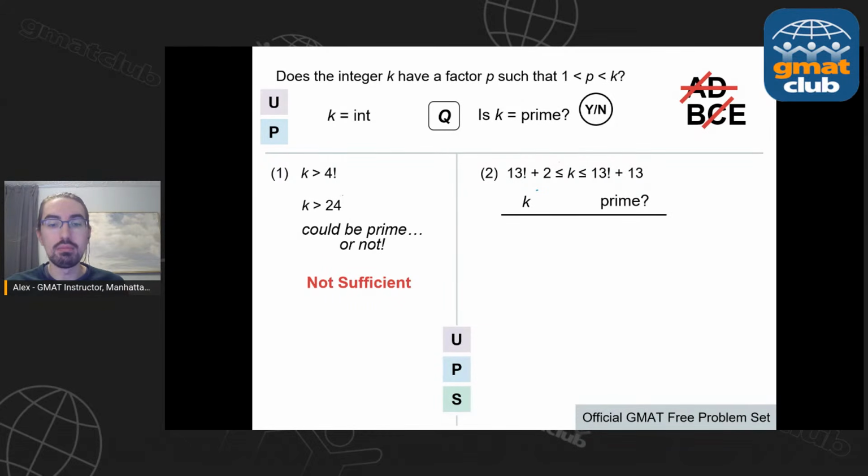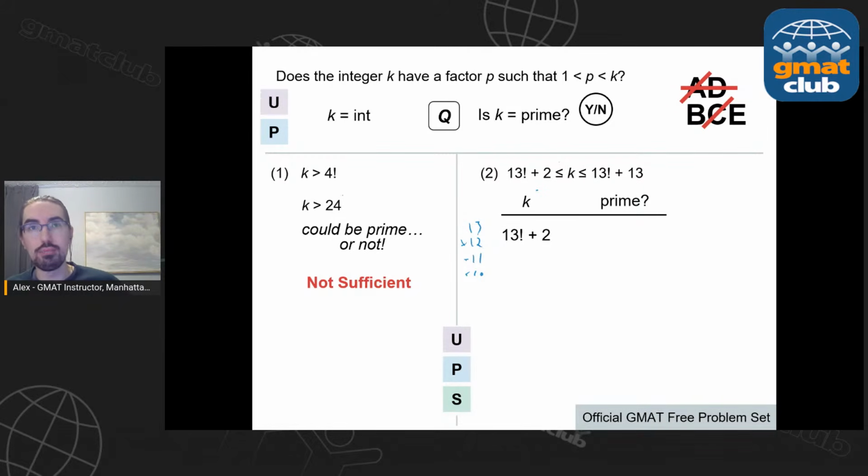K could be the lowest value here, which is 13 factorial plus 2. The question is, is this prime? Well, we know that 13 factorial is just 13 times 12 times 11 times 10. So we're just multiplying all of these integers together. And so 13 factorial itself is not going to be prime because it's made up of all those factors, right? 13 times 12 times 11 times 10.